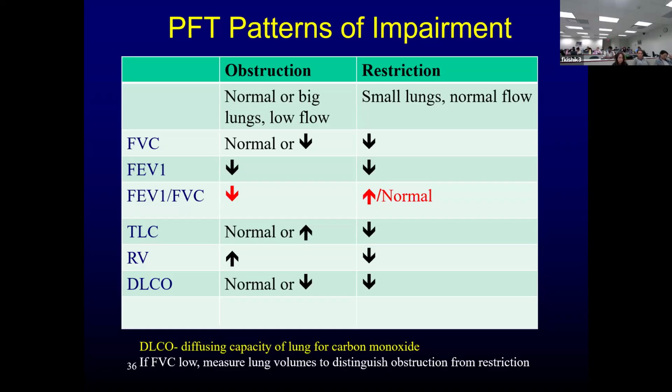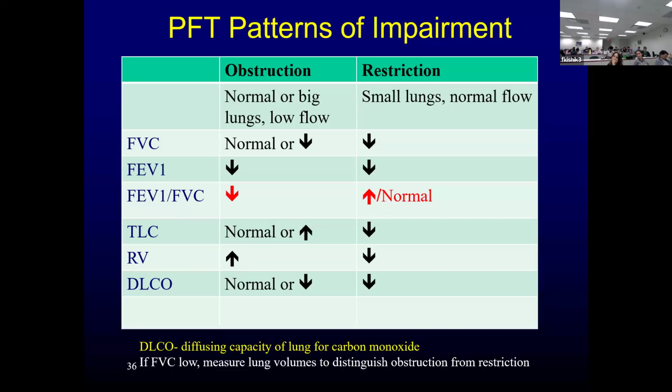What happens to vital capacity? In obstructive lung disease, vital capacity may be normal initially, then decreases. In restrictive, it is always decreased. FEV1 is decreased in obstruction, it is decreased in restriction proportionately. But the ratio FEV1 by FVC is less than the lower limit of normal in obstruction. It is above the lower limit of normal in restriction.